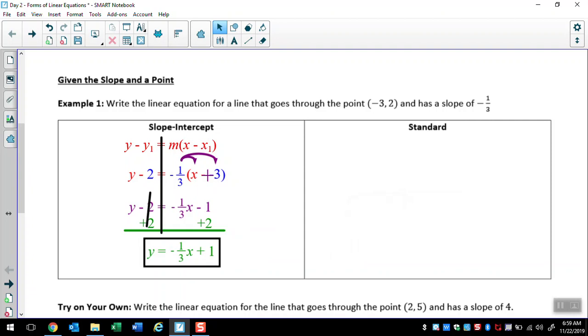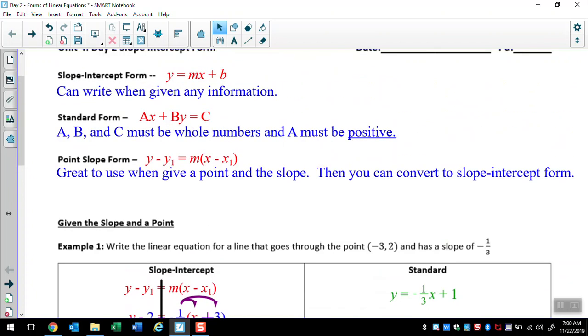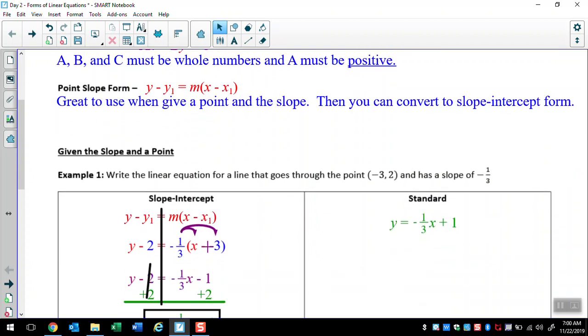Now we want to take that same information and write our equation in standard form. The easiest way is to start with the slope-intercept form. So I'm going to start with that, and now I'm going to convert it to standard form. Standard form, if we remember, has both the x and the y terms together on one side and the constant term on the other side.